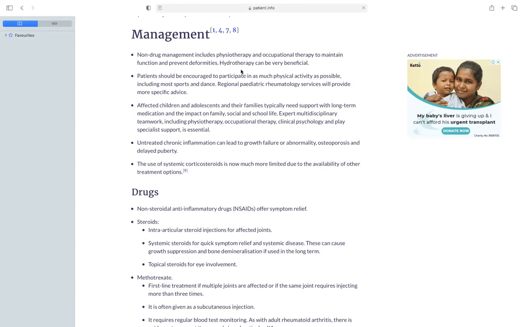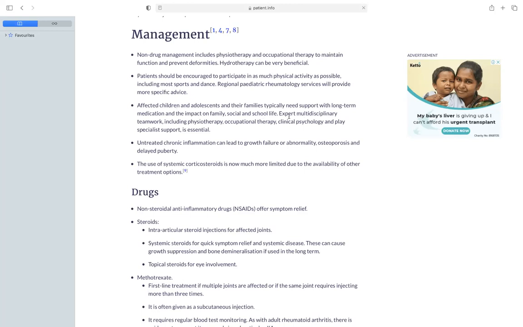Physiotherapy, occupational therapy, hydrotherapy. Then the patient should be encouraged to participate in as much physical activity as possible, including most sports and dance. The regional pediatric rheumatology service will provide more specific advice, so you will refer to the pediatric rheumatologist. Affected children and adolescents and their families typically need support with long-term medication and the impact on family, social, and school life. So you will mention social support and also educational support.